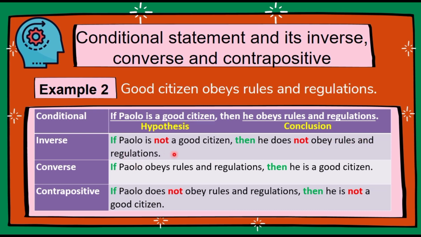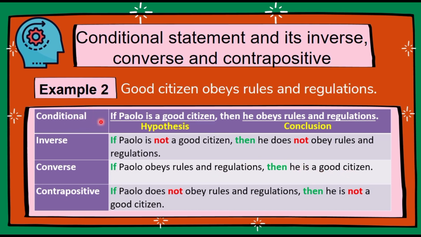Next, converse statement. So how can we form the converse statement? We simply interchange the hypothesis and the conclusion part of the conditional statement. Okay, let's interchange. If Paulo obeys rules and regulations, then he is a good citizen. So we simply interchange the hypothesis and the conclusion part of the conditional statement.